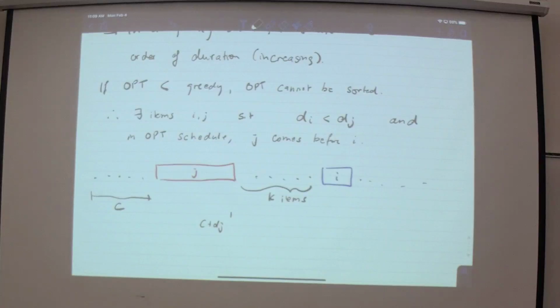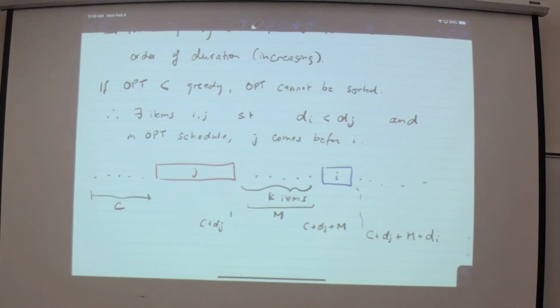Right? Now these items in total have some duration, I don't know, another letter. Let's call it M for middle. Okay? They have a total duration there. So this point will be C plus DJ plus M. And then this will finally be right here, C plus DJ plus M plus DI. Right? Okay. But these are just the markers of the completion time.